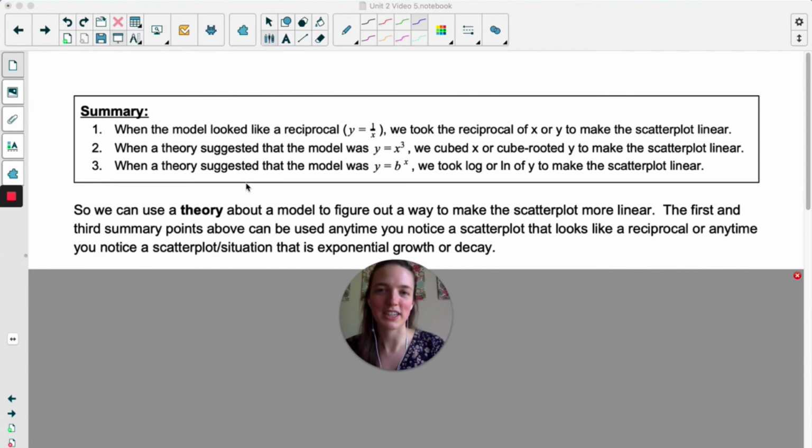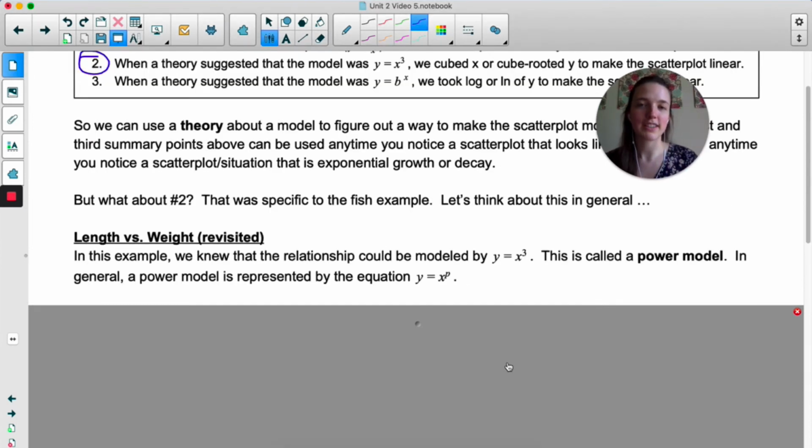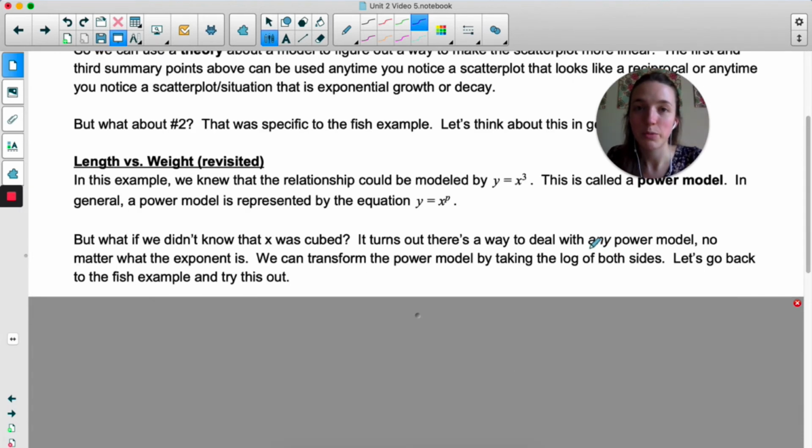We knew that one was exponential decay, we had a theory about length versus weight, but let's think more about number 2. That was a really specific example about fish. I'm not sure how often you're going to be making a scatter plot about fish. I'm guessing not very often. Instead of thinking about x to the third, maybe we just think about it as x to any number. Call it p for power. That type of model is called a power model. And there is a way to deal with any power model, whether it's x squared, x cubed, x to the 10th, x to the 100th, anything.